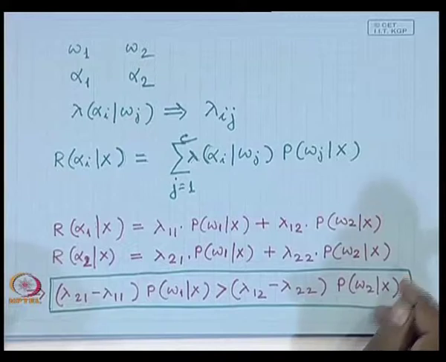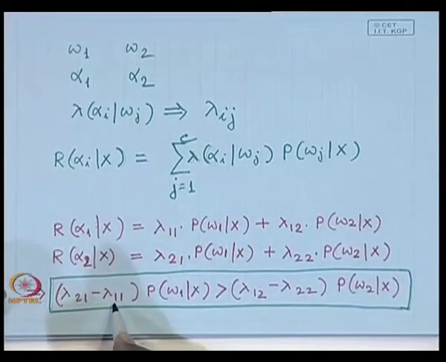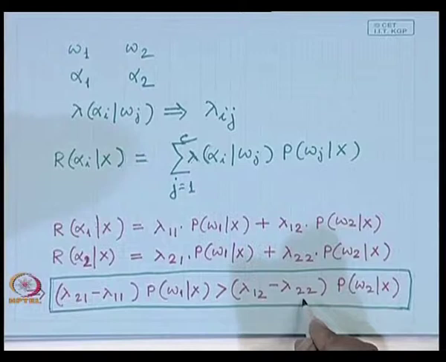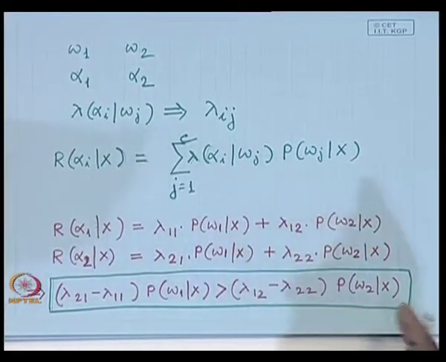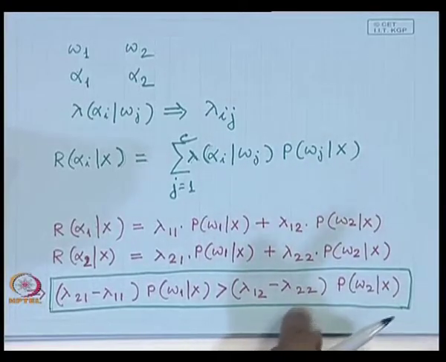Now, over here you find that lambda 1 1 means taking an action alpha 1 when the true state of nature is omega 1. And as we are saying that in our case taking an action alpha 1 means deciding that the object belongs to class omega 1, we are taking the correct decision. Similarly, lambda 2 2 is the loss incurred for taking an action alpha 2 when the true state of nature is omega 2. So, this is also a case when we are taking a correct decision. So, this is the loss involved for taking correct decision.